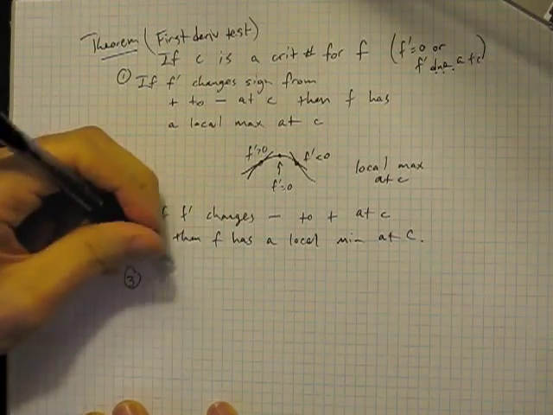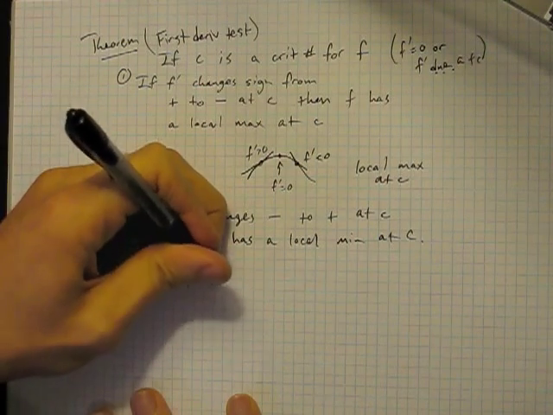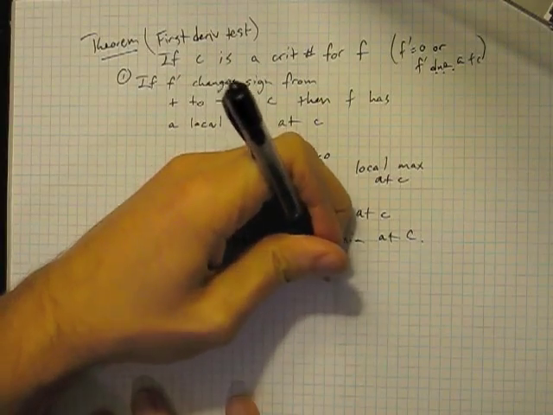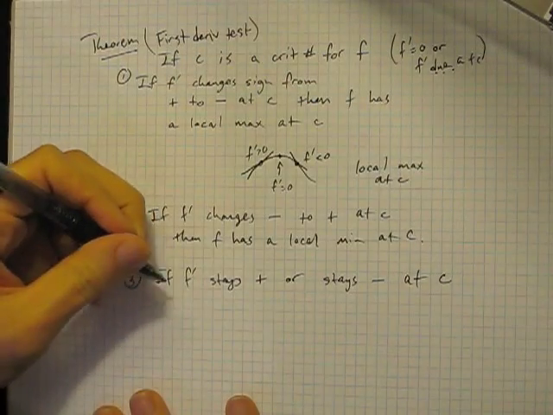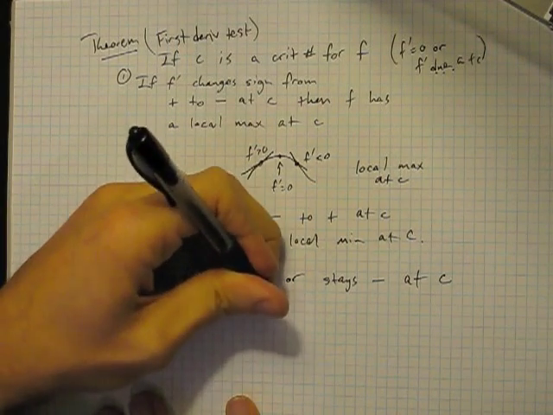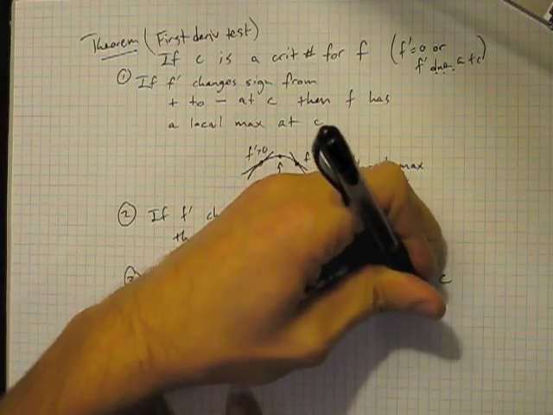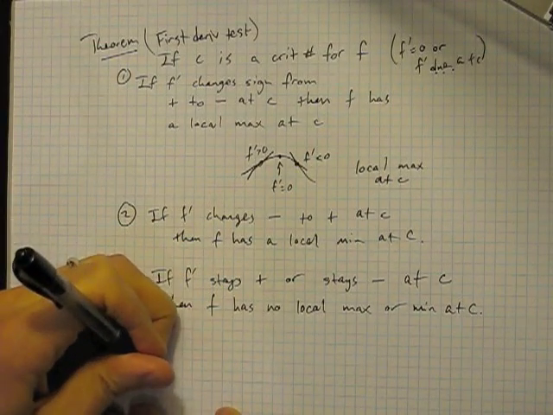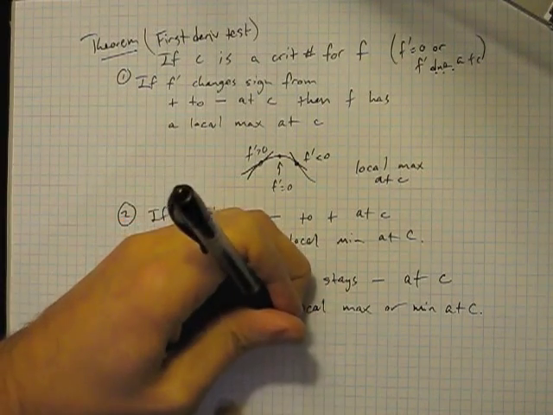3, if f prime stays positive or stays negative at c, then f has no local max or min at c. Here's an example of this, two examples. f could look something like this, or f could look something like this.